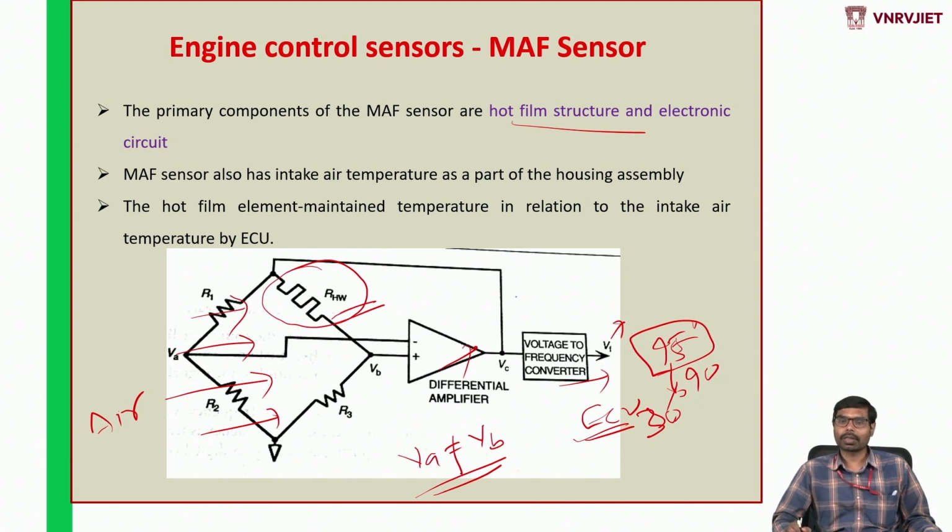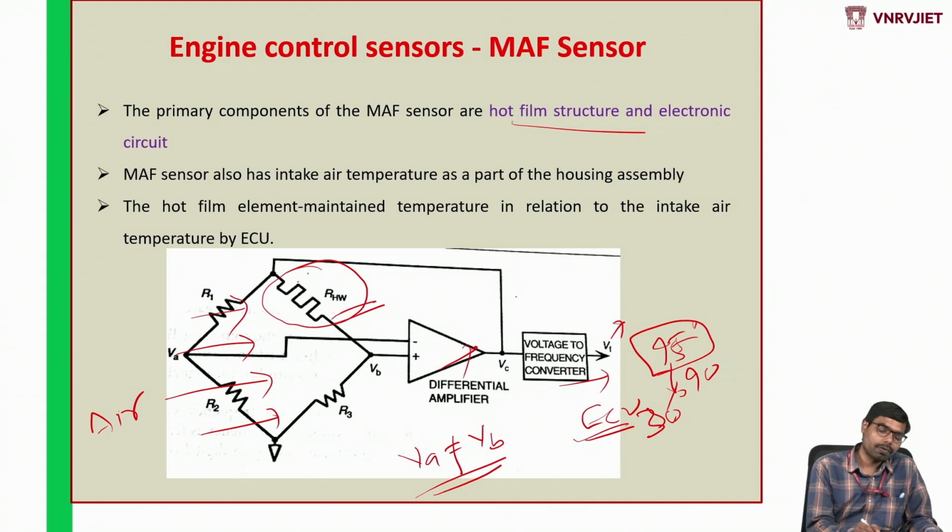So in order to maintain the temperature of this hot film structure always, after the amplifier, whatever the voltage is there, VA minus VB, that difference goes to VC, which is further supplied back to the hot film structure to maintain that temperature. Otherwise it will not work. The MAF sensor needs some kind of current or power to maintain this hot film structure at the same temperature. So initially the hot film structure is kept at some temperature.